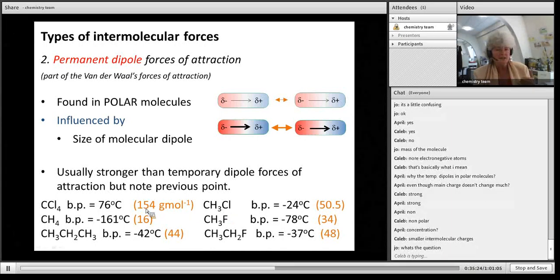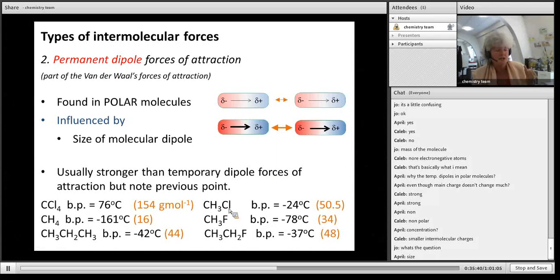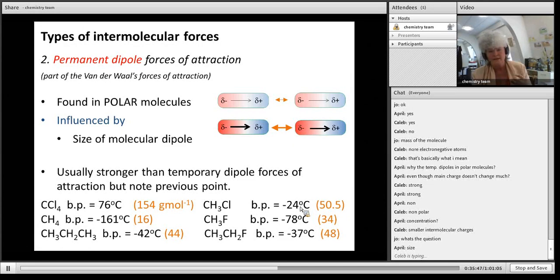But remember the things. Okay, what's the question? Why is this non-polar molecule a liquid? It's got a high boiling point, whereas this polar molecule that has two types of intermolecular forces holding it together is a gas. So it's got a lower boiling point. And yes, April, it's the size and the mass of the molecule and the number of electrons. They've got the same sort of shape. They're both tetrahedral.